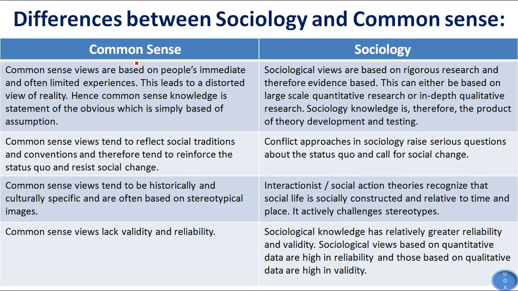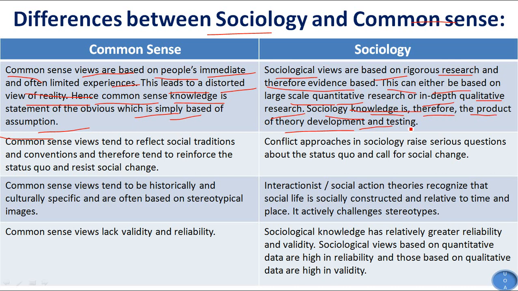So if we differentiate sociology and common sense, then we see that common sense views are based on people's immediate and often limited experiences. This leads to a distorted view of reality. Hence common sense knowledge is a statement of the obvious which is simply based on assumption. Whereas sociological views are based on rigorous research and are therefore evidence based. This can either be based on large scale quantitative research or in-depth qualitative research. For example, quantitative we see the census, and sociological knowledge is therefore the product of theory, development and testing.